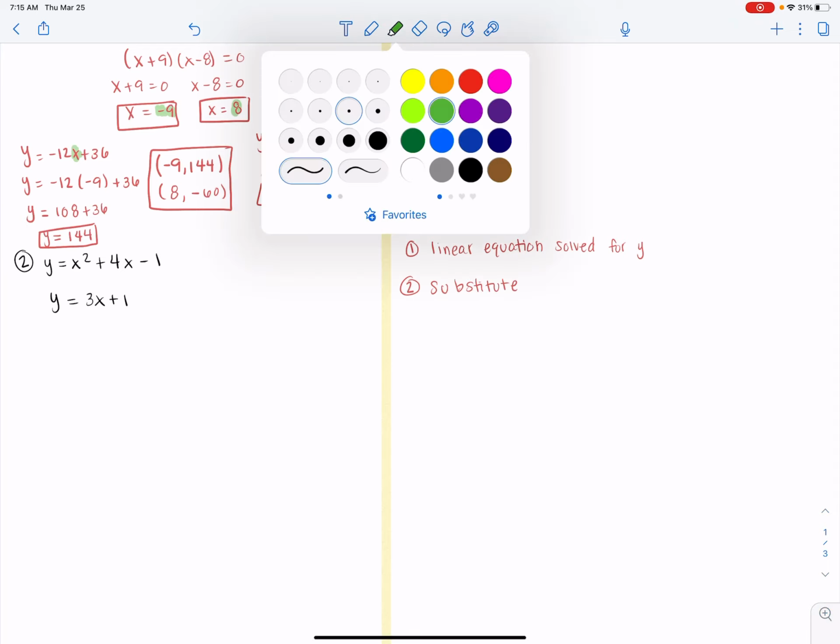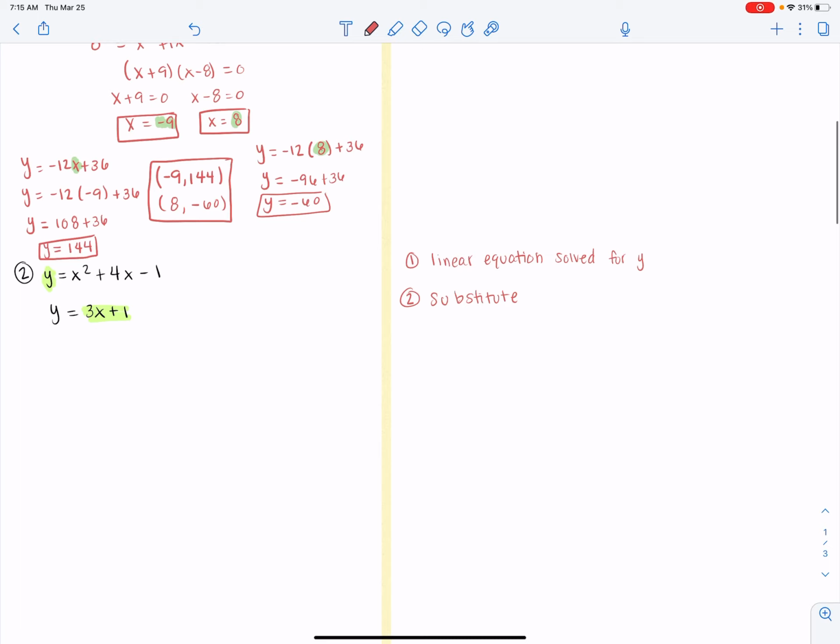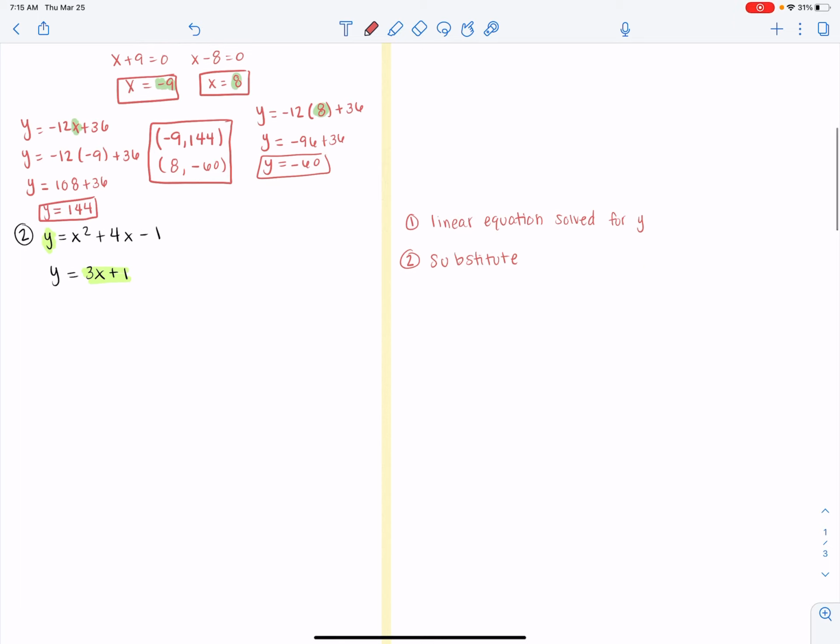So I'm going to take my equation equals this. So if y equals all of that, then this y also equals that. So we're going to substitute 3x plus 1 into y. So instead of y, we have 3x plus 1 equals, now copy the rest of this equation, x squared plus 4x minus 1. Now, we know we're going to have to factor, so we're going to solve for 0.